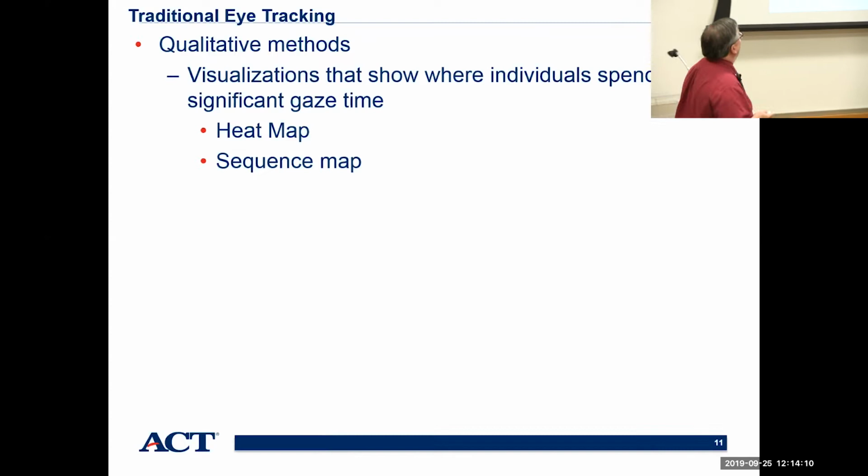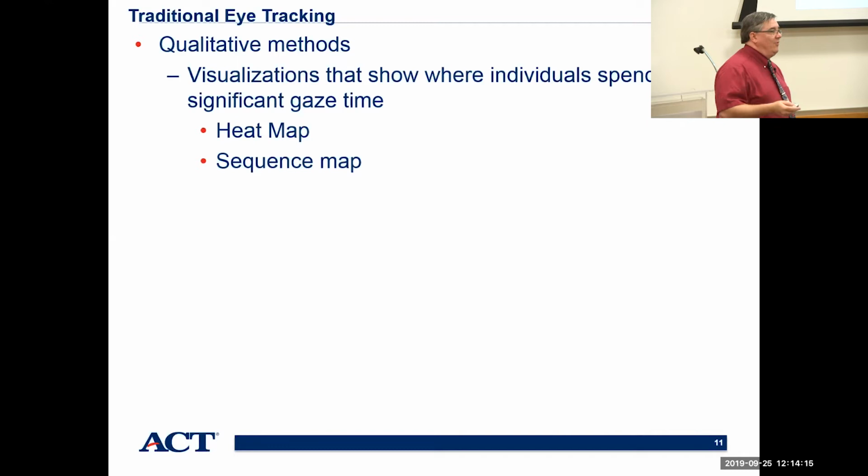qualitative methods. So visualizations that show where individuals spend significant gaze time. There's heat maps, there's sequence maps, there's bee swarms, there are other ones. Bee swarms are generally used initially to just find places of interest where you want to look, because they're animations that show all of the participants' eyes flying around the screen at the same time, and you go, wait a second, there's a big time lag between what these high-performing colors are doing and these low-performing colors are doing.